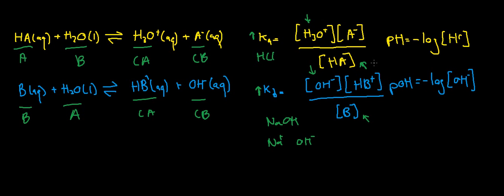One common way of describing the strength of an acid, the most common way, is using the pH scale. The pH scale goes from 0 to 14, 0 being acidic, 14 being basic. There's also the pOH scale, which also goes from 0 to 14, but in the opposite direction, 0 being a base and 14 being an acid.